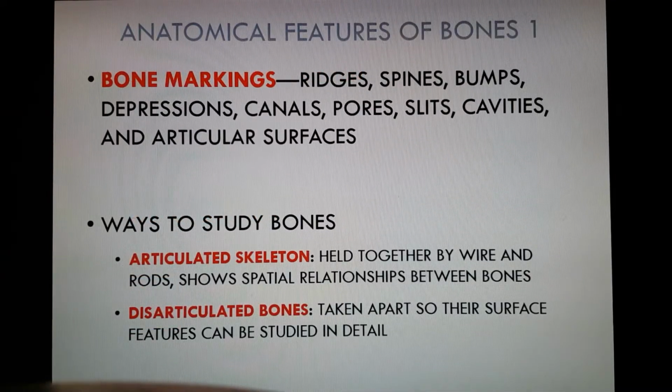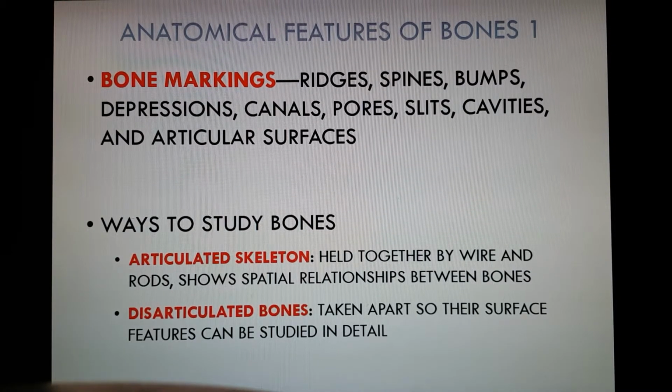So there's different types of bone markings. Basically, little shapes on the bones that allow for different things to be done. Either holes that come through, articular surfaces where there are joints, pores and slits for allowing spaces for stuff, ridges and spines, bumps and depressions, so where you have attachment points.